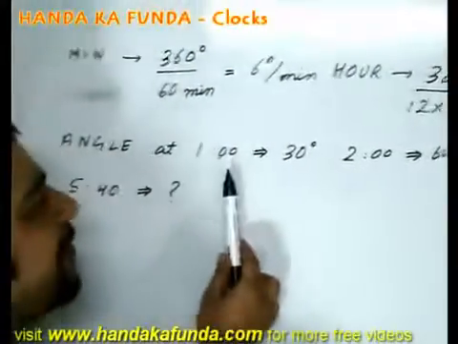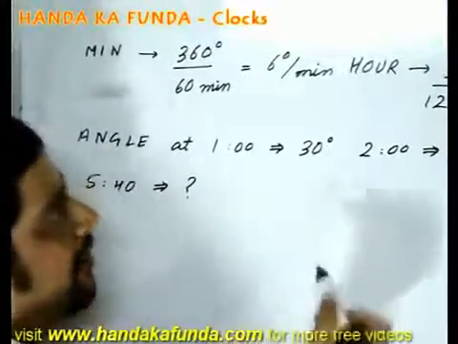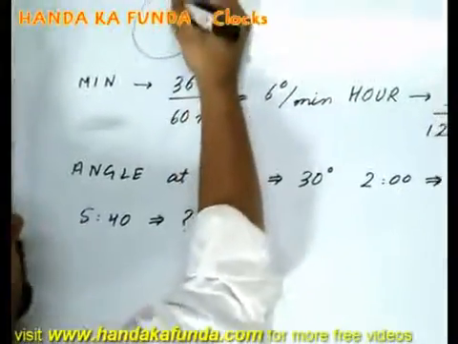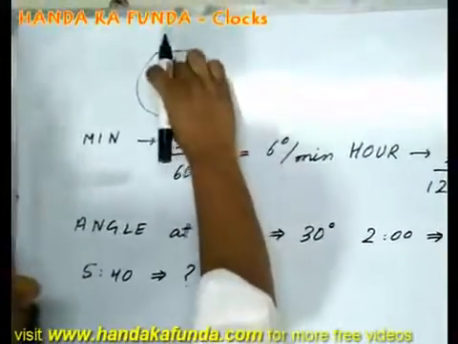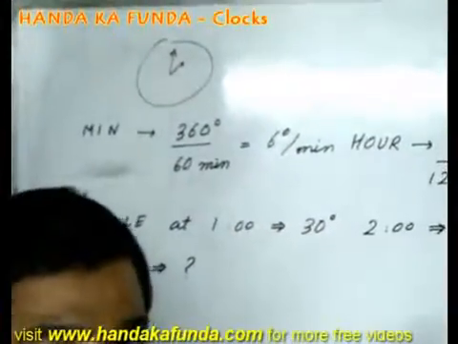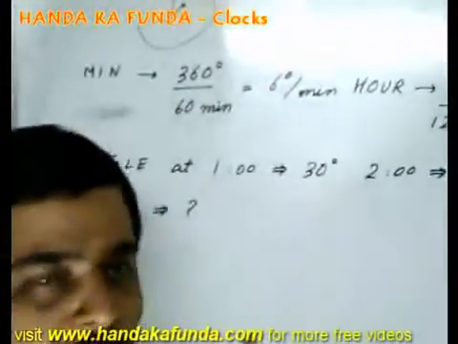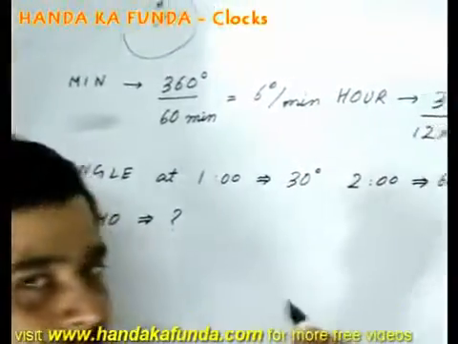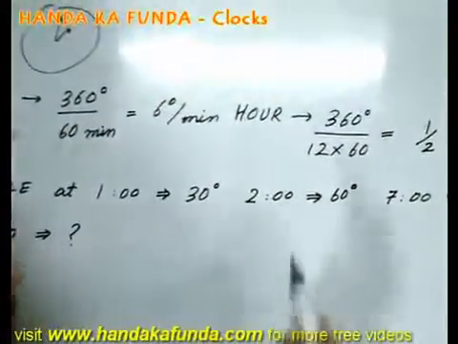What will be the angle between the two hands at 1 o'clock? At 1 o'clock, my clock will be shaped something like this. So for one gap, what will be the angle? In 12 gaps, the angle is 360 degrees. So in one gap, that is at 1 o'clock, the angle will be 30 degrees. At 2 o'clock, it will double to 60 degrees.